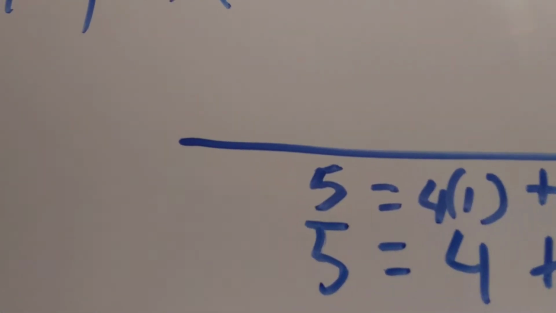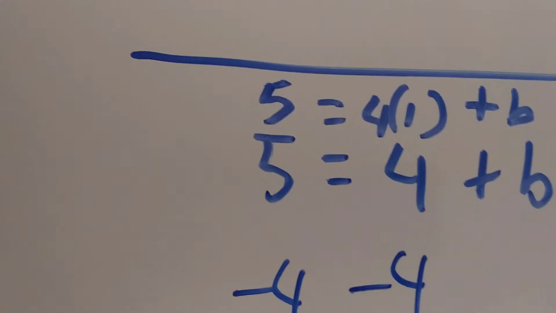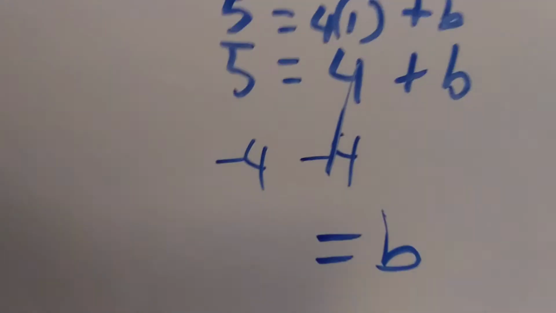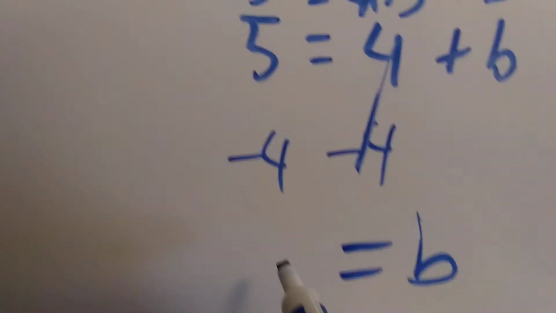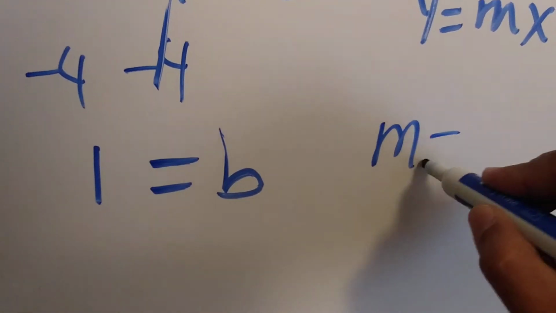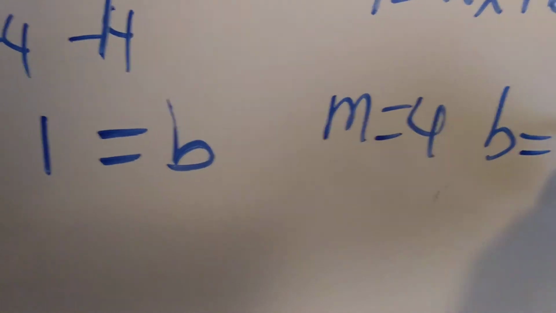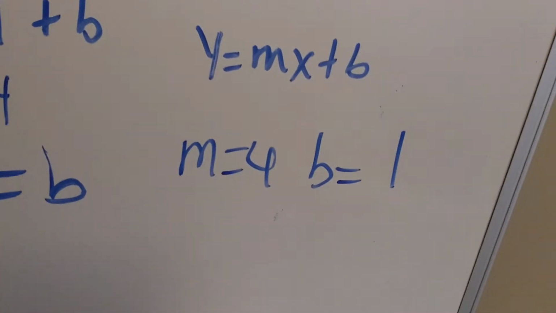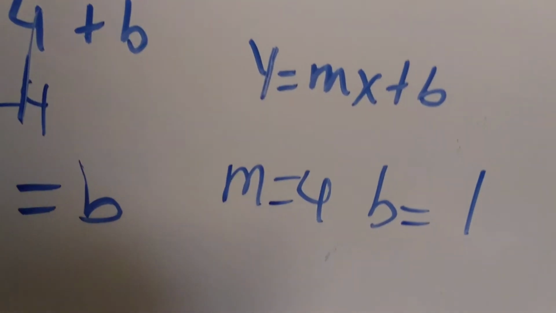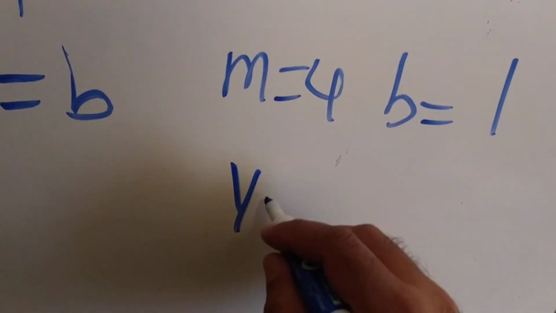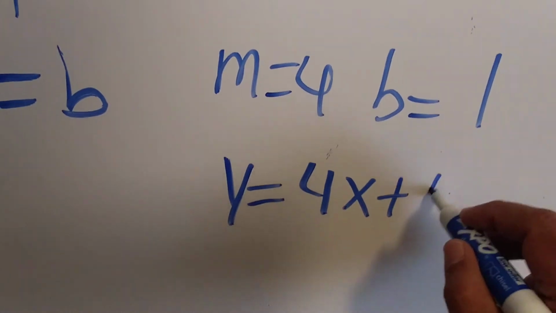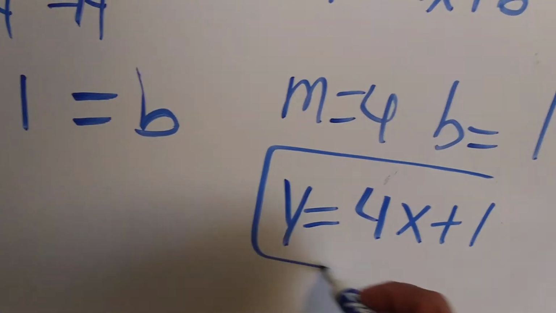So we take away 4 from both sides, and we are left with the letter b here, and 5 minus 4 is equal to 1. So now we have m is equal to 4 and b is equal to 1. So we're going to plug those values into our original formula of y equals mx plus b, and our answer would be y equals 4x plus 1. Okay? And there it is.